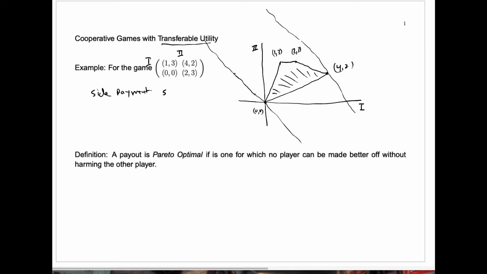What does that do to an option? Well, if they've decided to have player 1 play row 1 and player 2 play column 2 and end up at this position 4-2, that's right here, a side payment S would move us to a different point here, 4 plus S, 2 minus S. It's a payout from player 2 to player 1. So if S is positive, we move down here. If S is negative, we move up here.